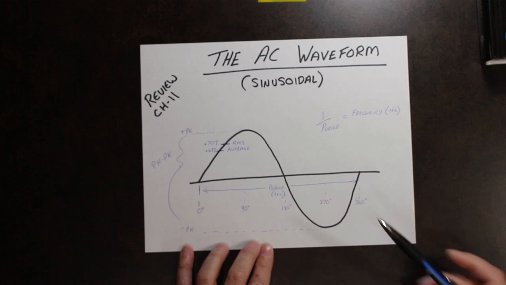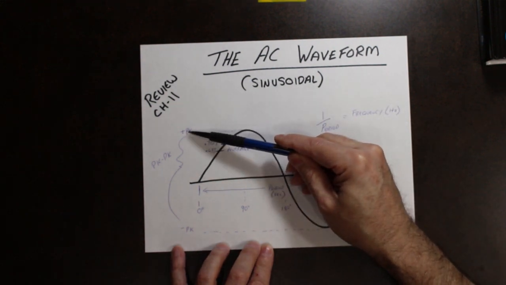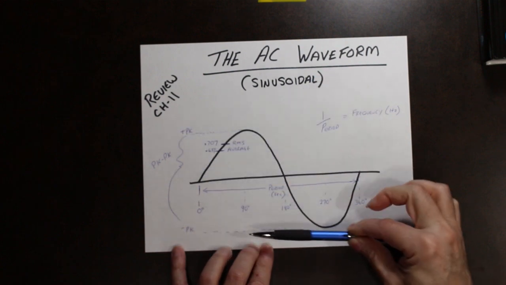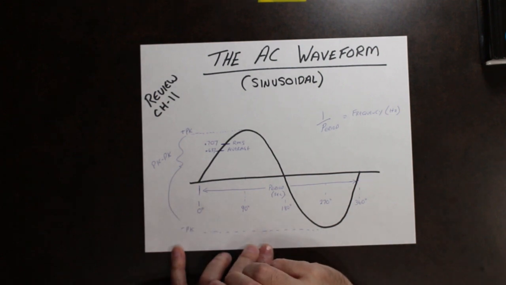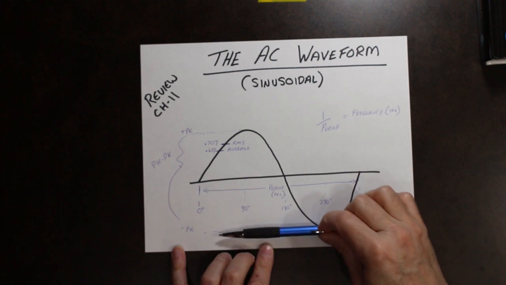There are a few other things that we need to look at. A measurement of value from this point to this point, so from the positive peak all the way to the negative peak. This is known as the peak-to-peak measurement. So it's taken from the positive peak all the way down to the negative peak.